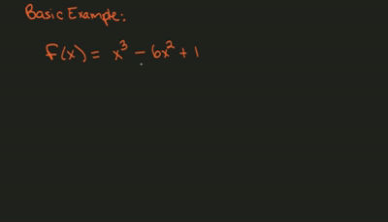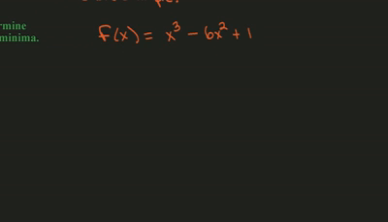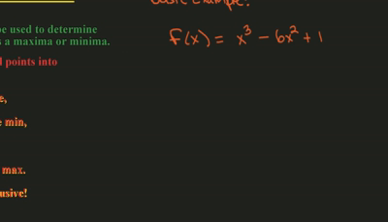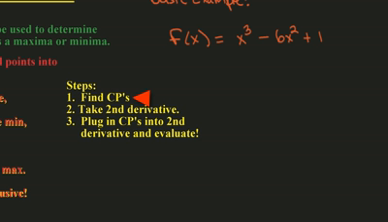Today we're going to look at a basic example of the second derivative test for relative extrema. So quick recap, the steps are as follows. We first take the first derivative in order to find our critical points. Then we take the second derivative, plug in our critical points and evaluate.